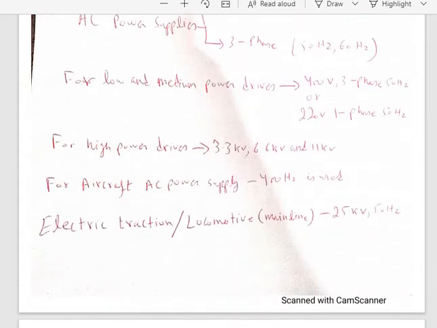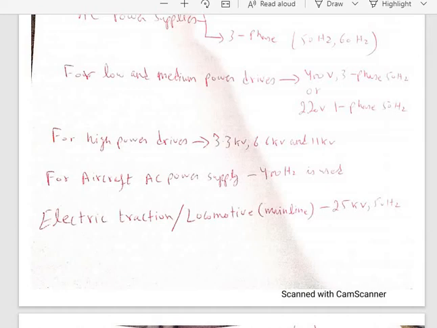Now let us go ahead. For electric traction and locomotives, the main line is usually 25 kV and runs at 50 hertz. Now, what is electric traction? That we will be discussing in the coming lectures, in the very later lectures. But at the moment, just remember these terms so that you have some taste for that.